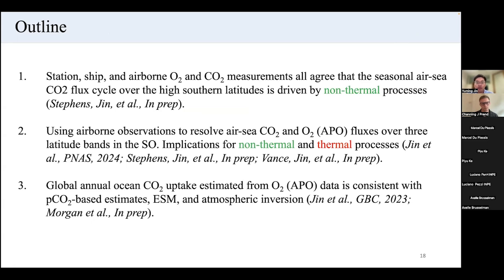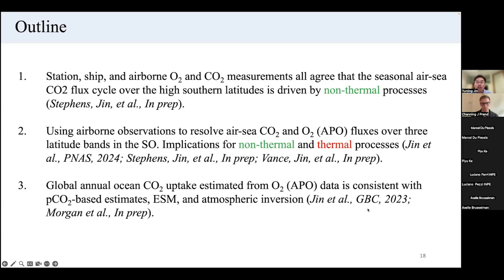I will focus on three topics. The first is to use oxygen and CO2 measurements from different platforms to show that the high latitude flux cycle is driven mainly by the non-thermal process. We've learned from pCO2 measurements that the non-thermal process dominates the cycle approximately south of 40 degrees south. And I will show that the sparse atmosphere measurements also agree with ocean data.